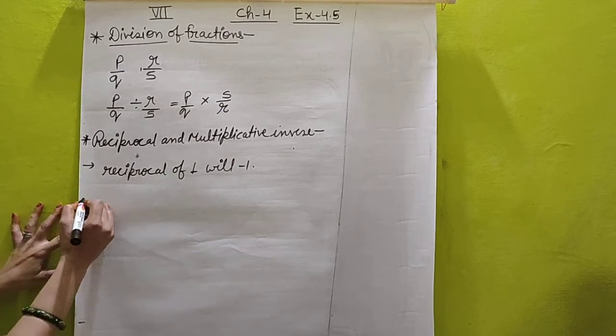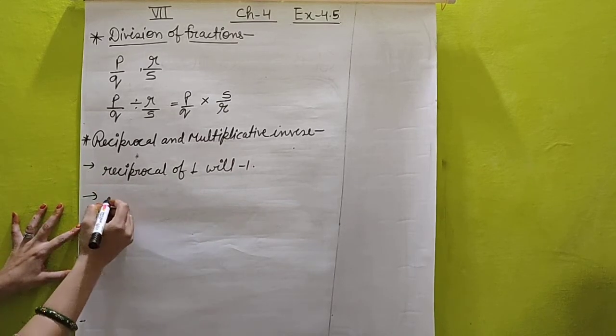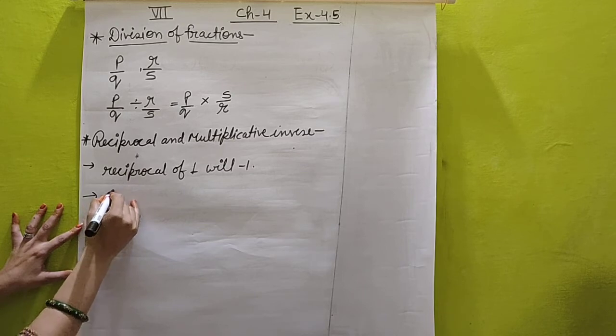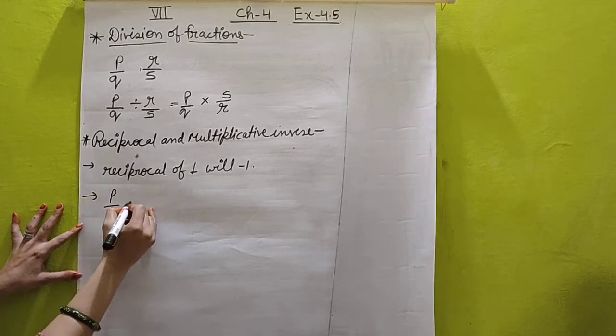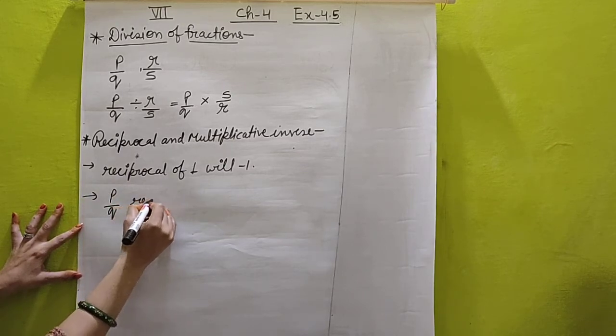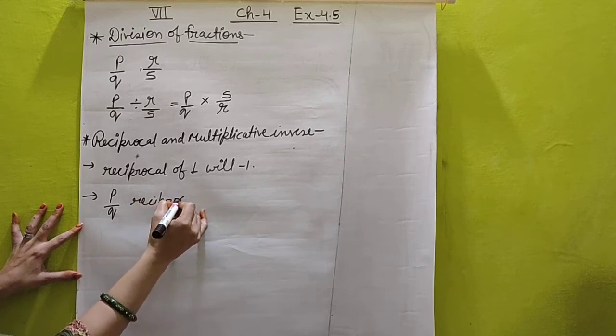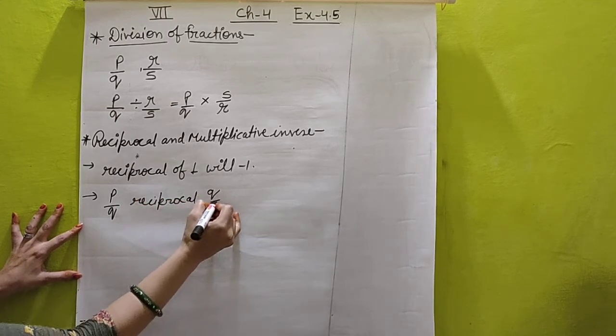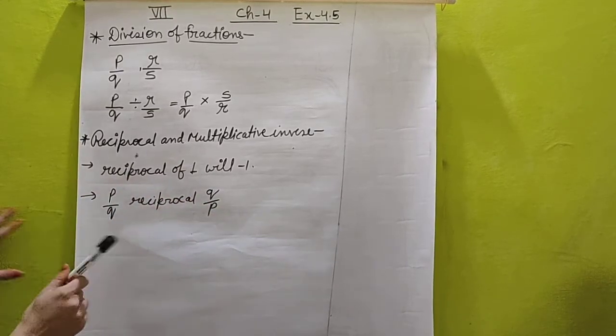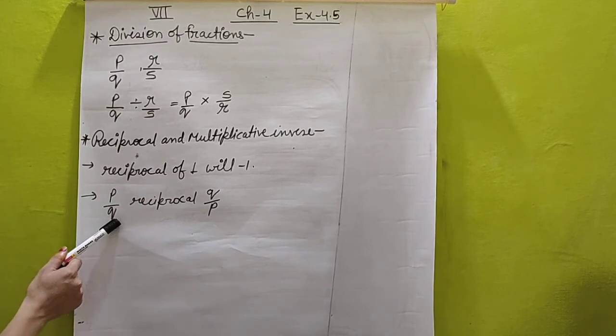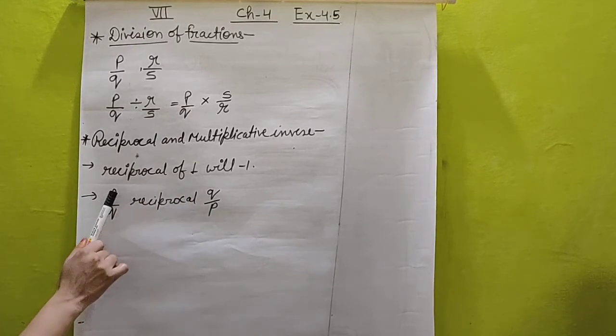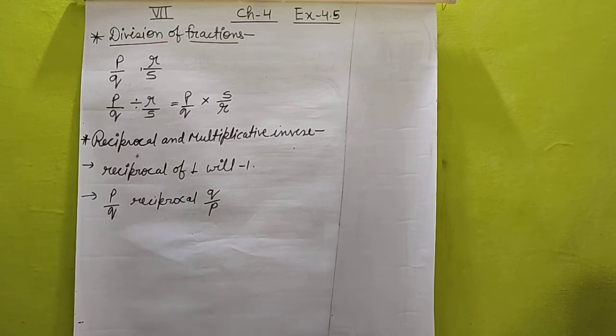Now one more example students, suppose I take a rational number P upon Q. Then its reciprocal will be Q upon P, just opposite. The numerator becomes the denominator and the denominator becomes the numerator. The reciprocal of P upon Q will be Q upon P.